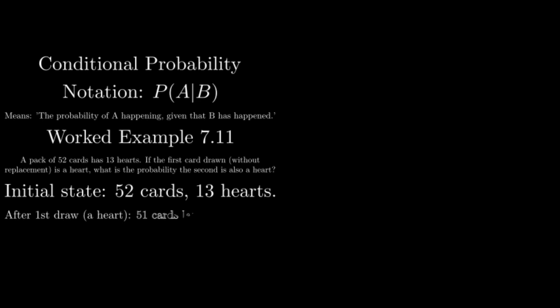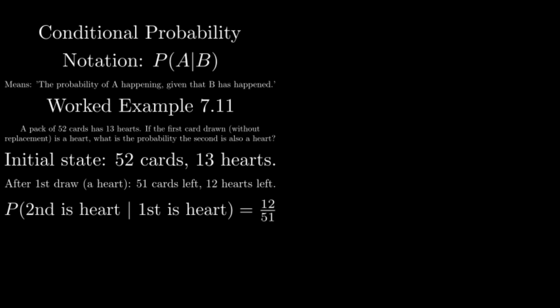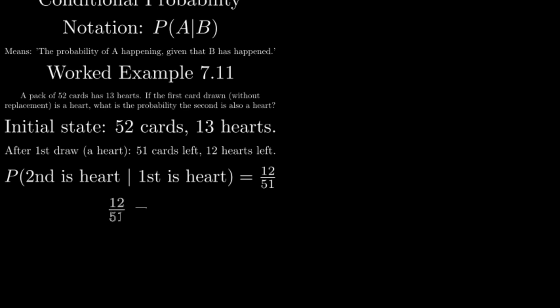Originally, we had 52 cards, but since we drew one card and didn't put it back, there are now only 51 cards left. Also, since that first card was a heart, there are now only 12 hearts remaining in the deck. So the probability of the second card being a heart, given the first was a heart, is based on this new situation. The probability is the number of remaining hearts, which is 12, divided by the total number of remaining cards, which is 51. We can simplify this fraction by dividing the top and bottom by 3, which gives us 4 over 17.